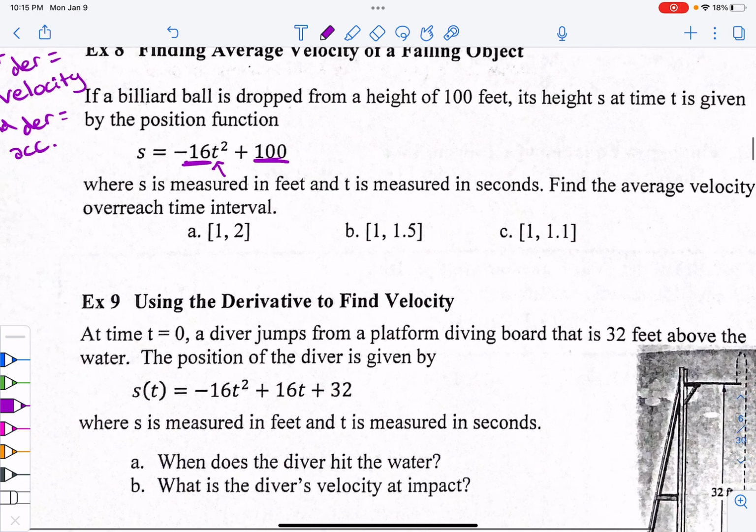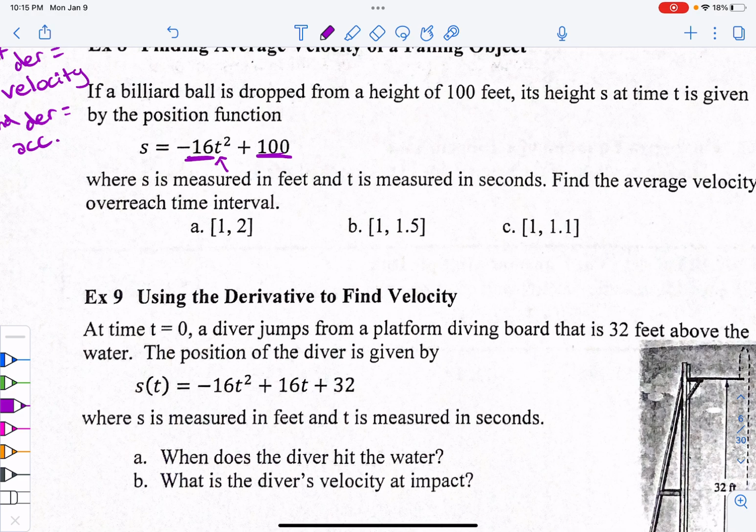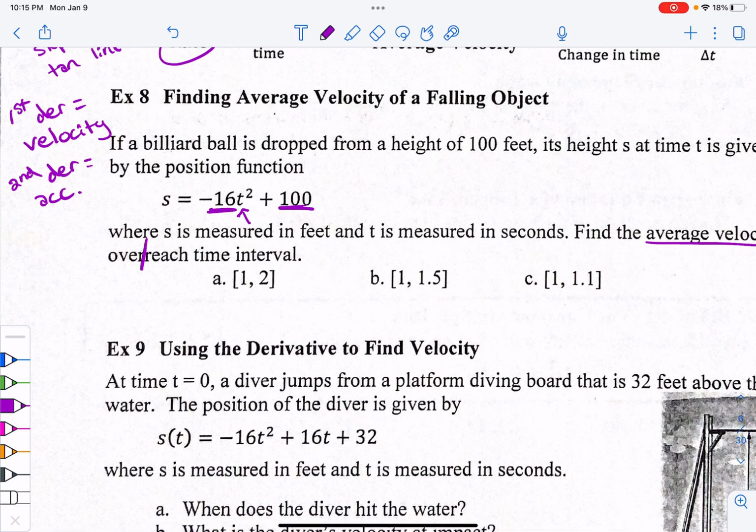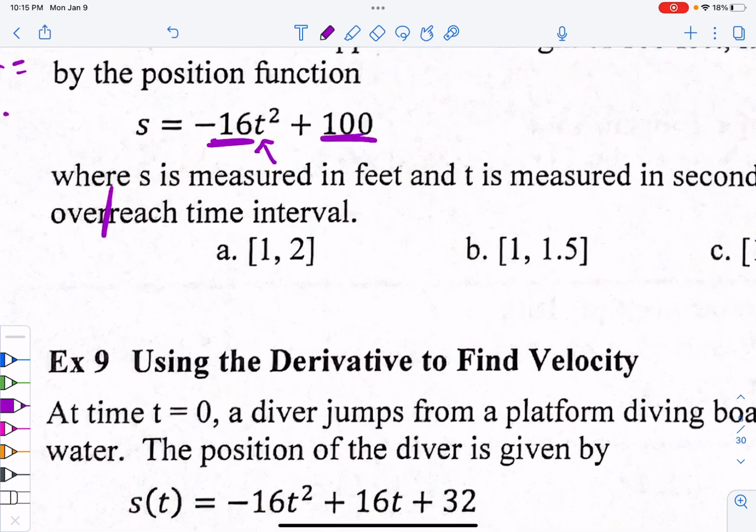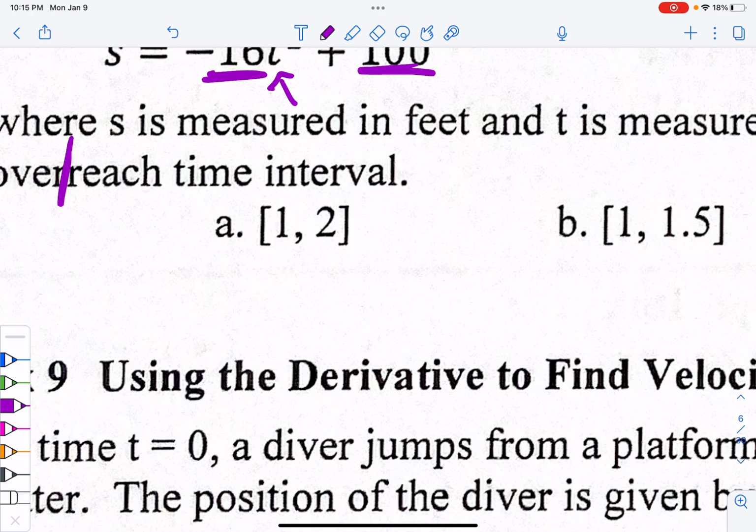Find the average velocity over each time interval. Okay, so this one is just saying average velocity. We don't need to know the specific velocity at a specific period of time. We're just looking at average velocity. So right now, what we're doing is from 1 second to 2 seconds, how fast is it traveling? At 1 second, it's at a height of something, and at 2 seconds, it's at a height of something. These two numbers are both your x's, and you're trying to find what the y coordinate is.